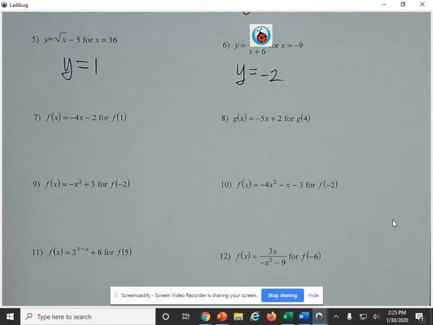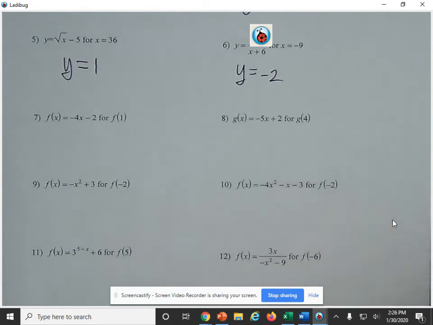All right, welcome back to evaluating functions. So now we're going to pick up on number 7 on the note page. All that has changed is that the problem is now in function notation. Now I'm doing the exact same thing, you guys.